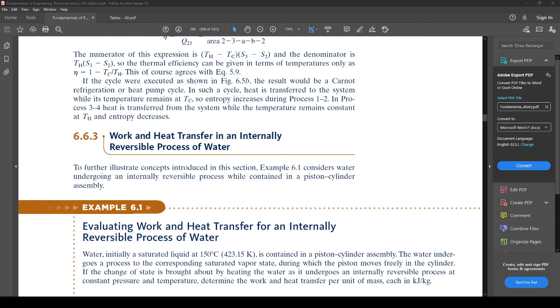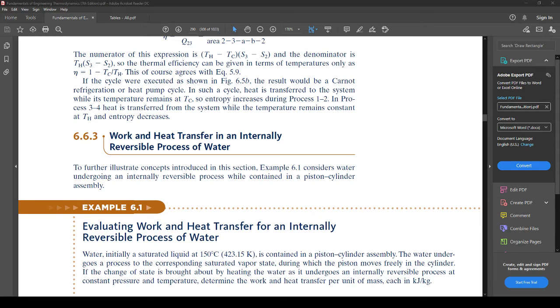And it says T1 is equal to 150 degrees C, or 423.15 Kelvin. I'm going to write that, because we're probably going to need that in just a minute. They wouldn't have given it to us if we didn't. Then it says, in a piston cylinder assembly, the water undergoes a process to the corresponding saturated vapor state, during which the piston moves freely in the cylinder. If the change of state is brought about by heating the water as it undergoes an internally reversible process at a constant pressure and temperature, determine the work and heat transfer per unit mass, each in kilojoules per kilogram.